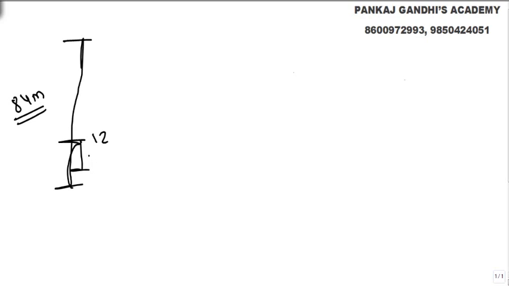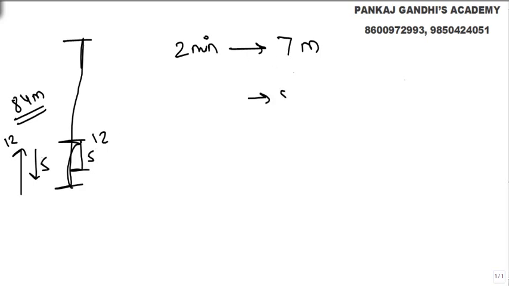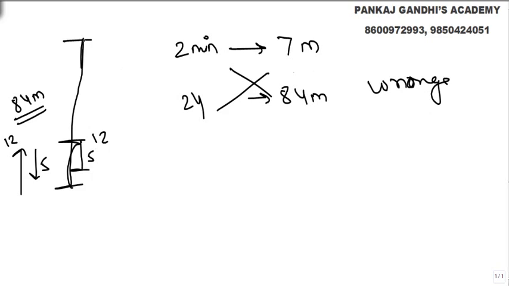Now the next question says, a monkey is going up a pole 84 meters high. In 1 minute it goes up 12, next minute it comes down 5. So net in 2 minutes it goes up 7 meters. Up 12, down 5, so net in 2 minutes 7 meters. How many minutes for 84 meters? Again, the wrong answer. What we are doing is, after touching the top, it comes down, goes up, then comes down. This is the wrong answer.